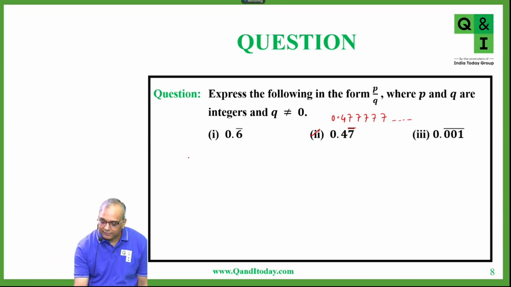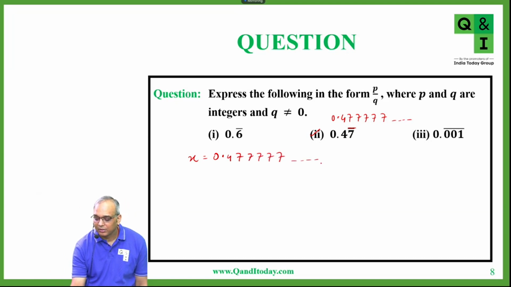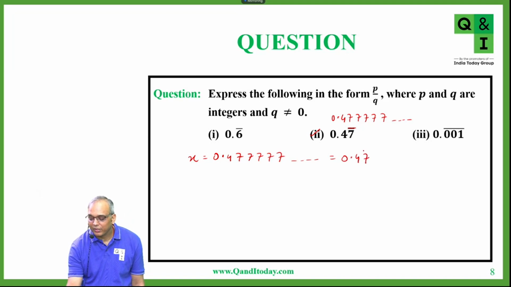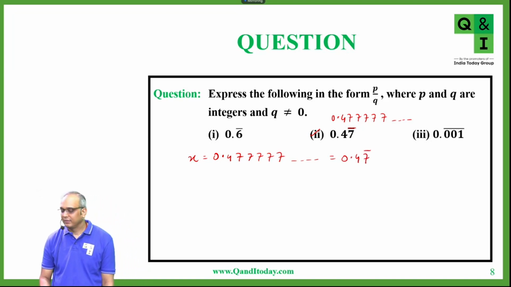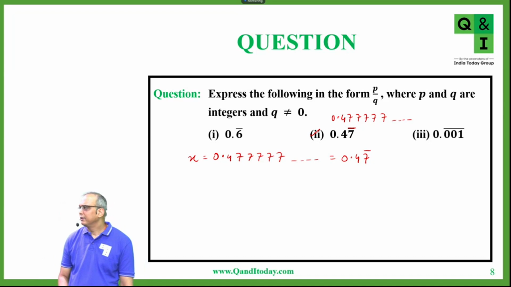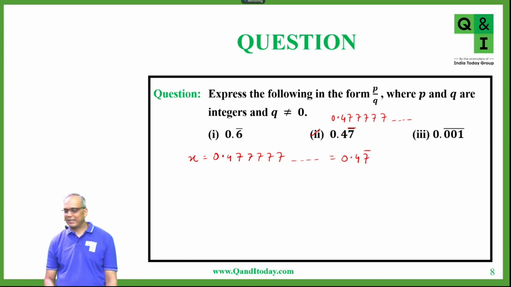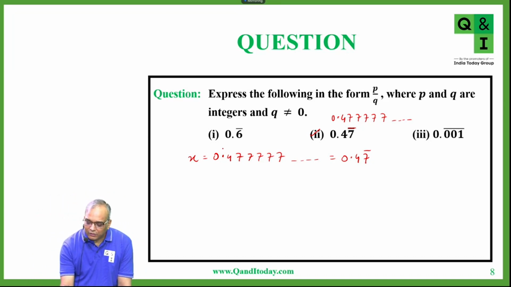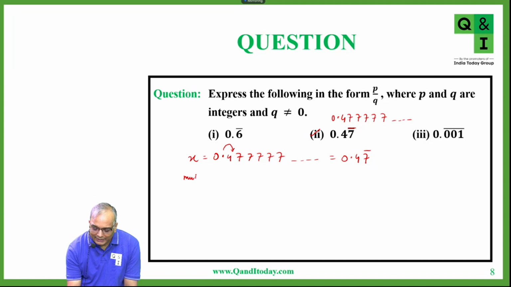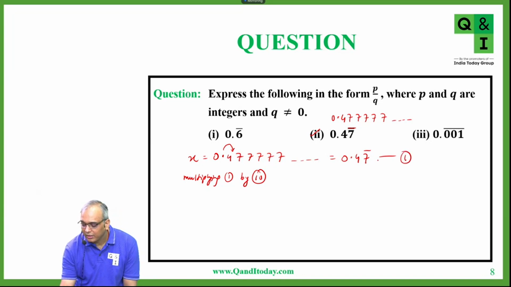So you have x is equal to 0.47777 and so on, which is 0.4 and 7 bar. Yes, Hannah, it is correct. Good. So first of all, what we'll do, we'll move the decimal one place to the right from where the repetition starts. So multiplying by 10, multiplying 1 by 10. So this is your equation 1.